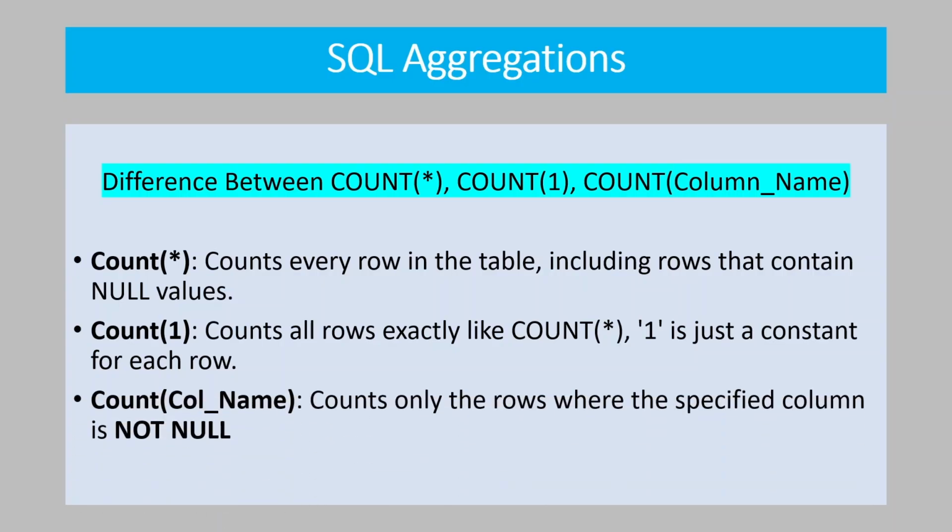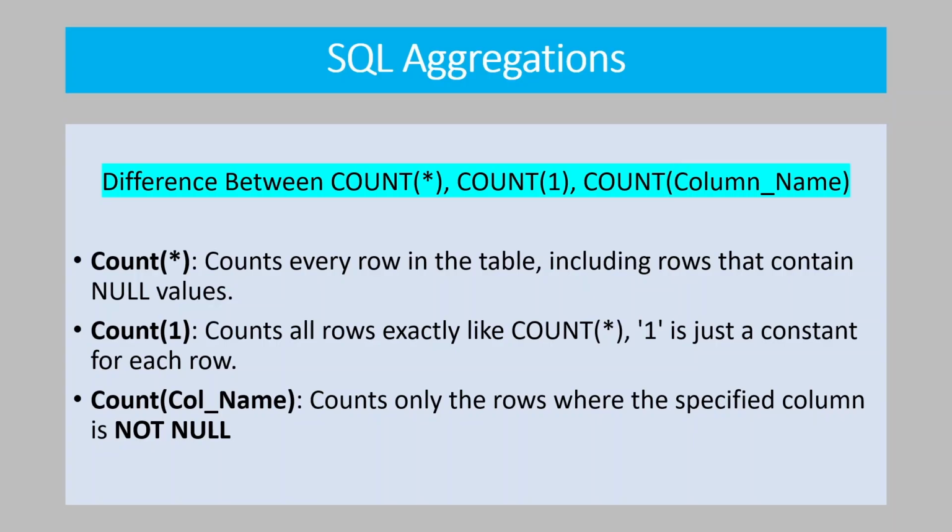The third one is count with a column name. When you use count with a column name, it counts only the rows where the specified column is not null. The main difference that you need to understand is that count star and count 1 count the null values, while count with the column name does not count the null values. That is the main difference that you need to understand.